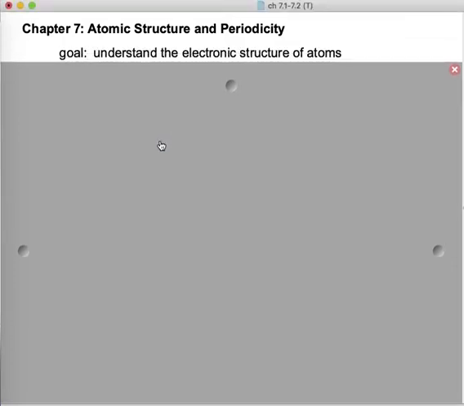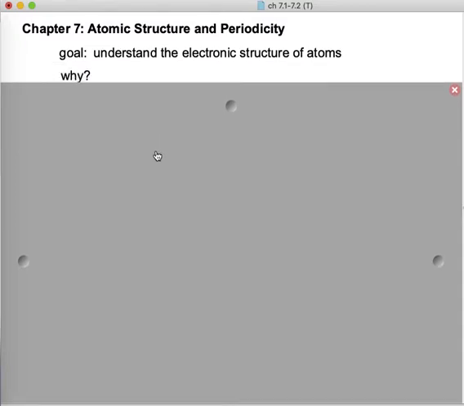Hello, with this video I would like to begin Chapter 7 on atomic structure and periodicity. The goal of this unit is to understand the electronic structure of atoms. We know that atoms are made up of protons, neutrons, and electrons. The big question is, how are the electrons in the atom arranged?